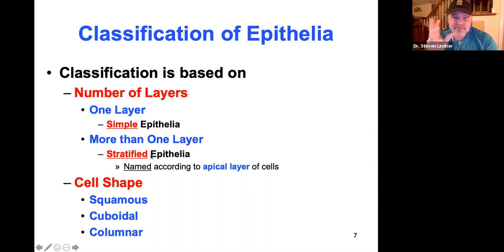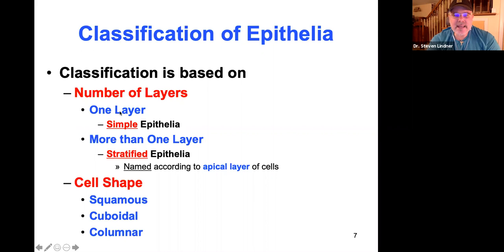Okay, and I'll give you an example. I'm going to show you how we can pick this up in just a second when we look at a picture. The second question we have to ask is, what is the shape of these cells? Do they look flat and irregular in shape? Then we're going to call it a squamous cell. Does it look like a cube or a box or a square? Then we're going to call it cuboidal. Do the cells look like rectangles or buildings or columns? Then we'll call them columnar.